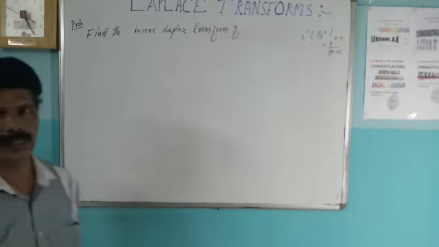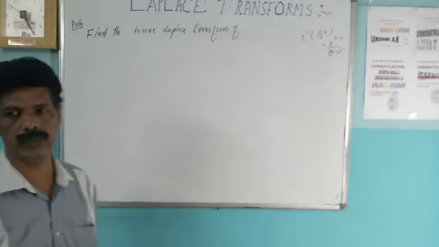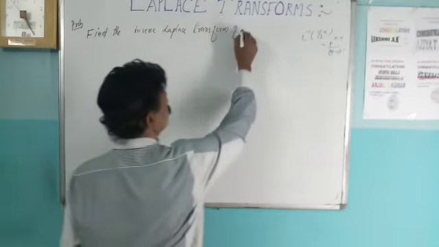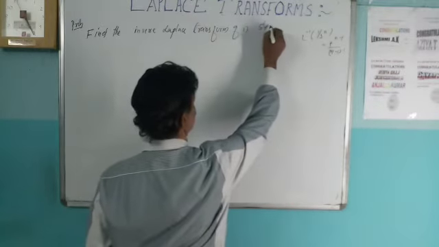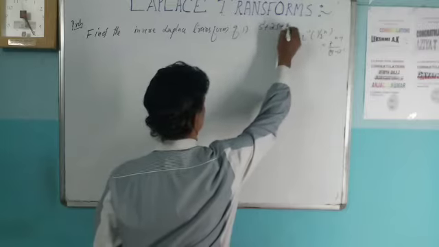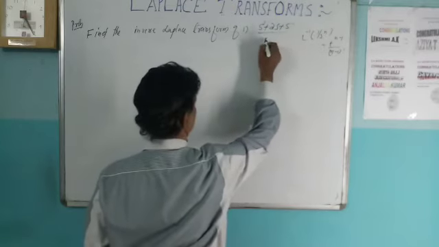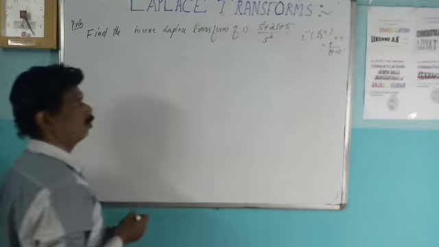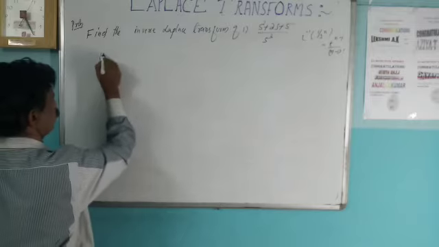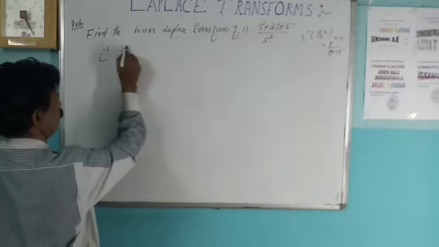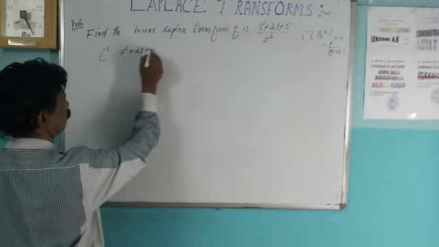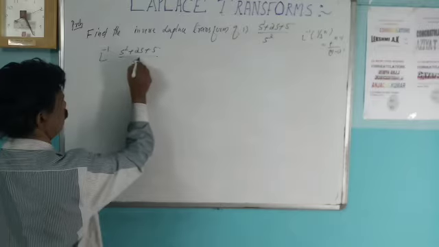Okay. Find the inverse Laplace transform of question number 1: s square plus 2s plus 5, the whole divided by s cube. We have to find out Laplace inverse of s square plus 2s plus 5 divided by s cube.